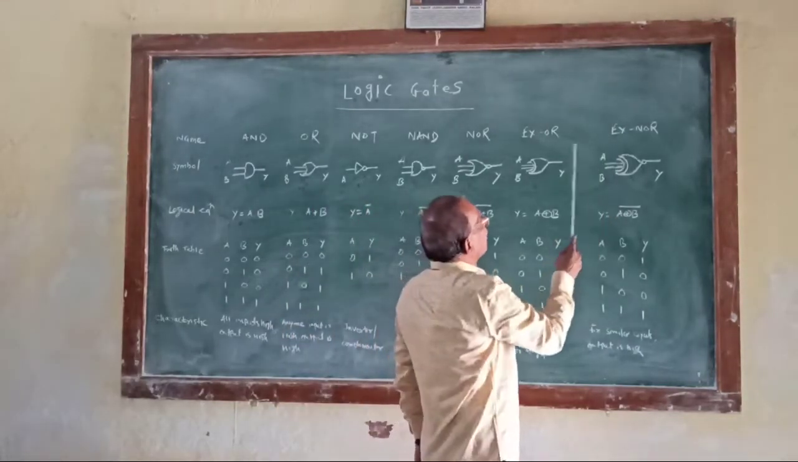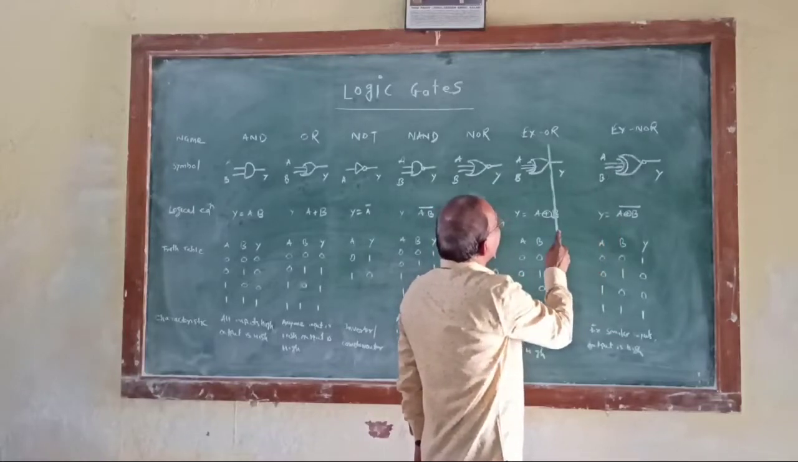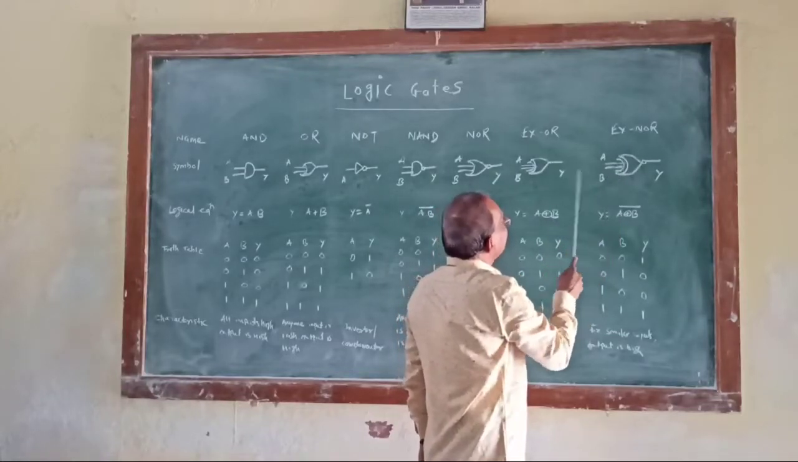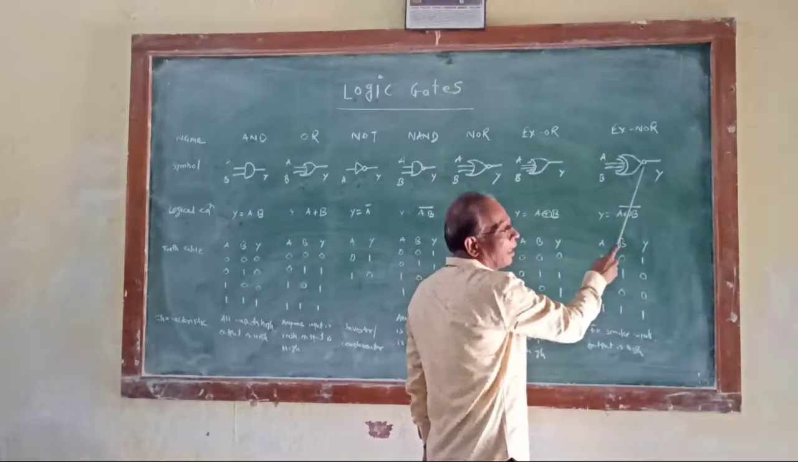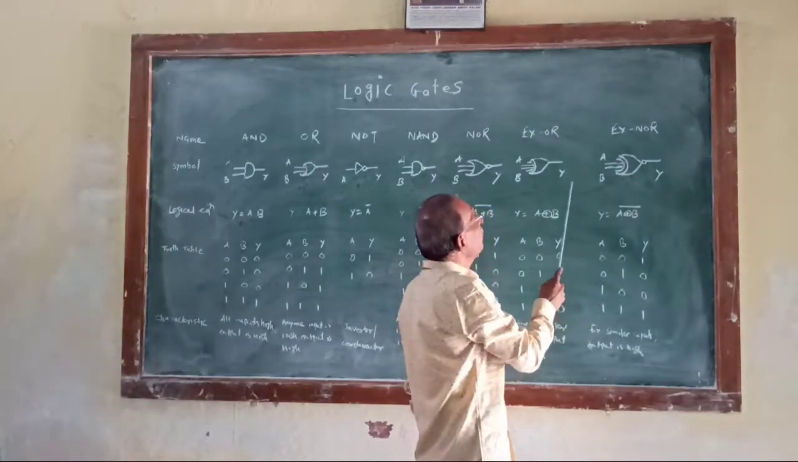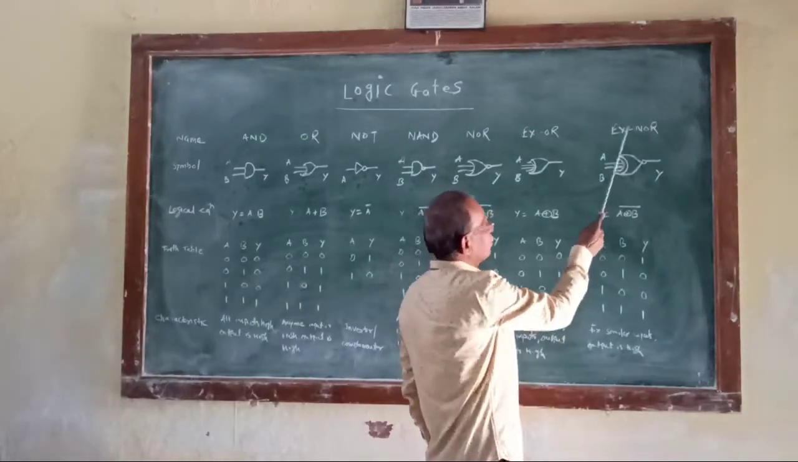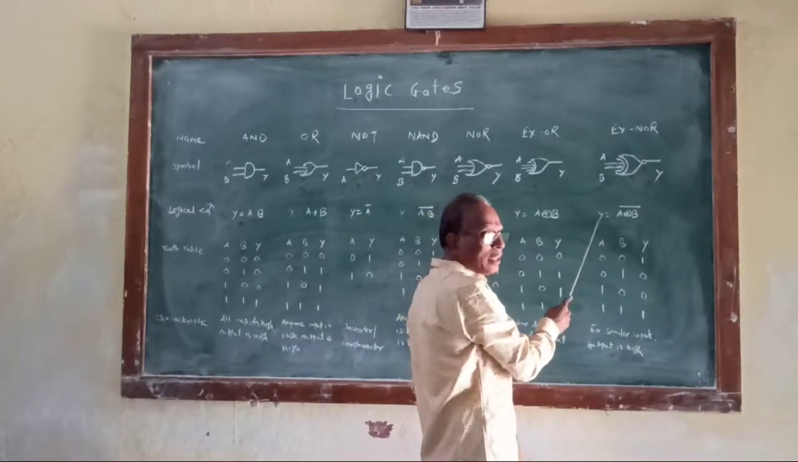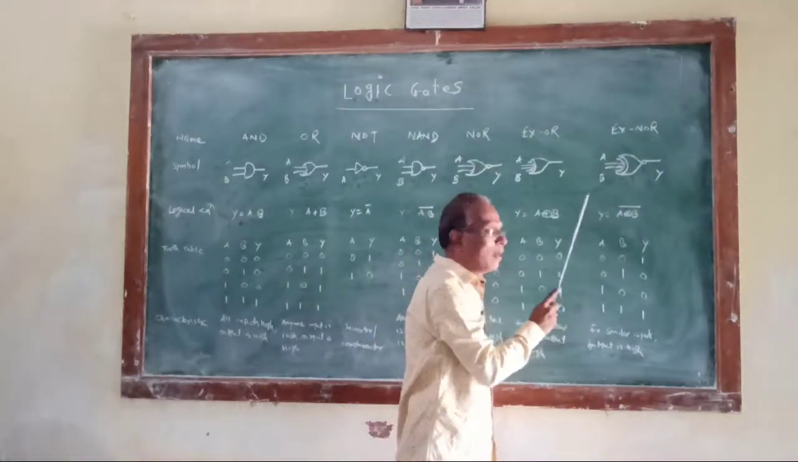Then XNOR. Like this XOR, now it is XNOR. The symbol is again similar to this XOR gate with a difference of this bubble on the output side only. This bubble denotes a NOT gate. The meaning is that whatever we get in the XOR gate is to be inverted for the XNOR gate, and therefore its logical equation will be Y is equal to A XOR B whole bar.